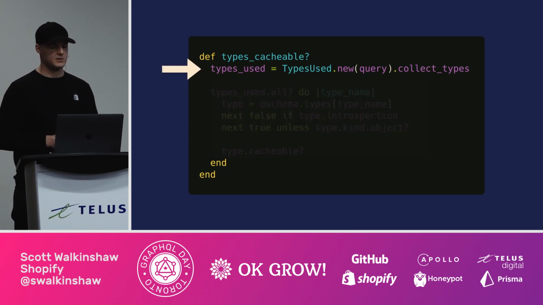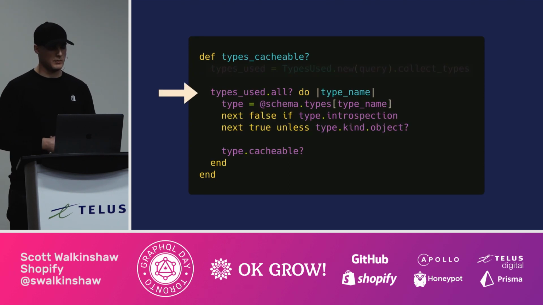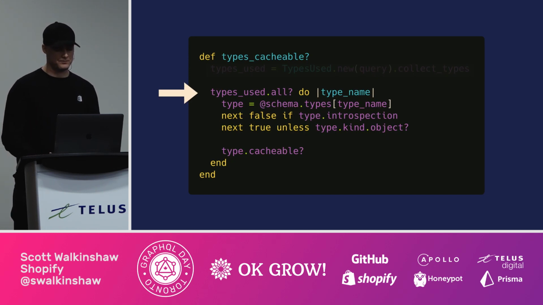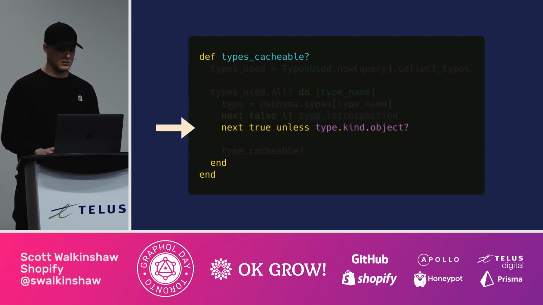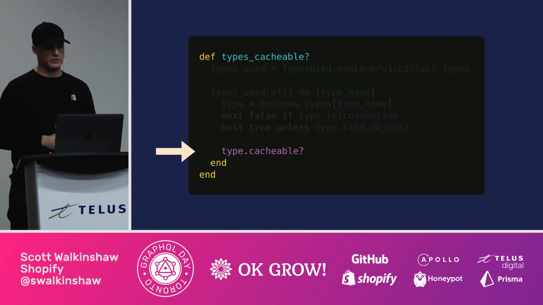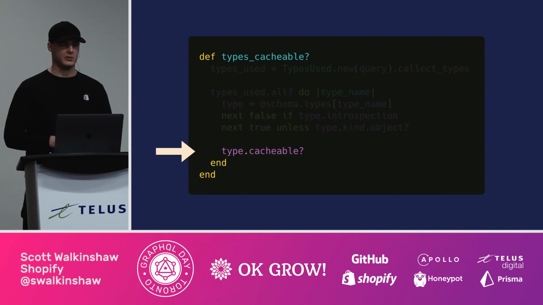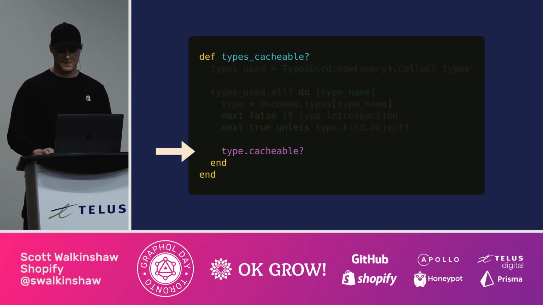This is where we collect the types using that class I just showed. So we'll have a set, I guess, or an array of all the type names used. Next, for all types to be cacheable, a few key things need to be true. First, it's not an introspection type. And second, any non-object type is cacheable, such as scalars. And finally, we check if we have set the type to be cacheable or not. I'll talk more about this, but this is a custom property that we've defined on our object type.